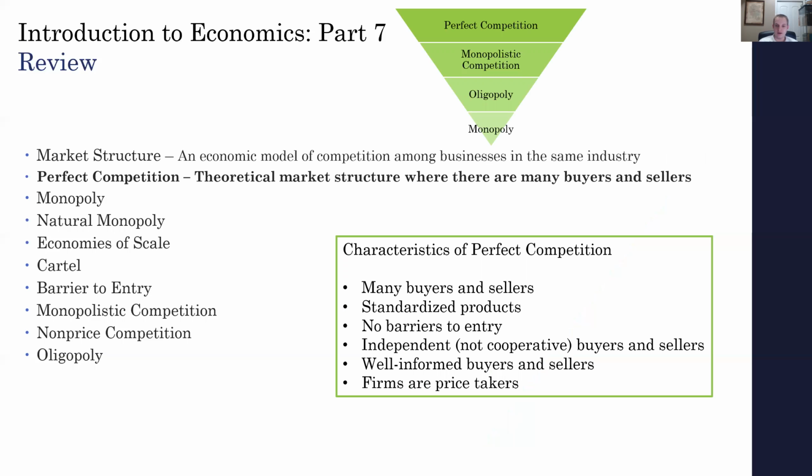Now, the characteristics of perfect competition include things like many buyers and sellers, standardized products, that is to say that these products are identical between one firm to another. There are no barriers to entry, which means that firms can freely enter or exit a perfectly competitive market. And then buyers and sellers are independent, meaning that they are not actively working together in order to influence prices. Both buyers and sellers are well informed, and firms are price takers. So firms have no influence over prices.